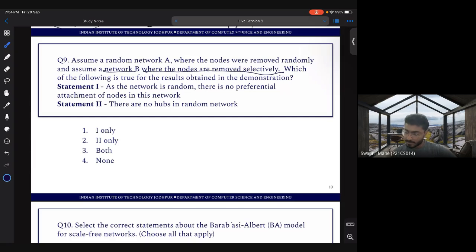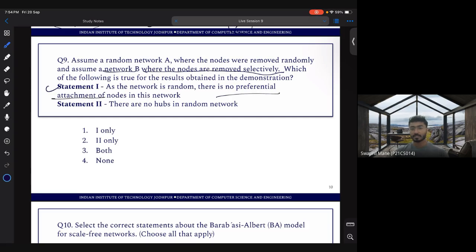Statement 1 states that as the network is random, there is no preferential attachment of the nodes in the network. Yeah, that is true, as we have discussed earlier. The random network does not follow the power law distribution. It may give a normal distribution, which is a bell-shaped curve, right? So this is a true statement, straightforward. No preferential attachment.